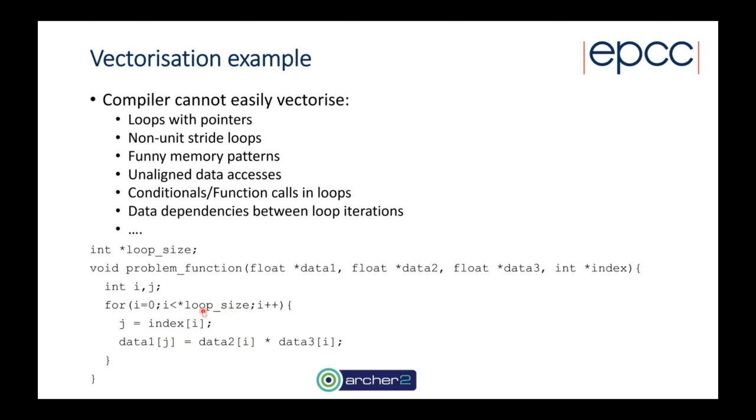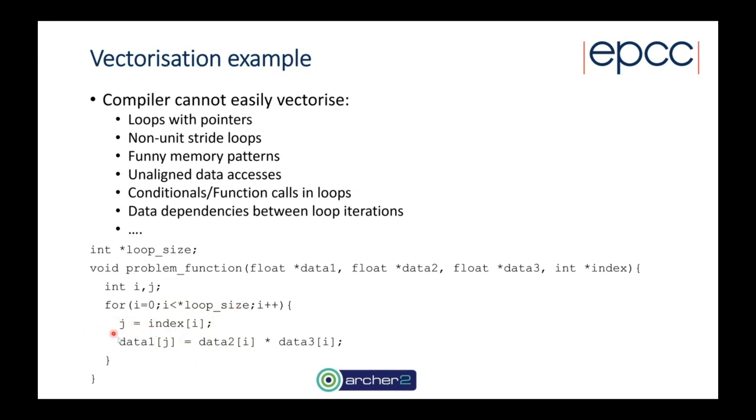Likewise with this loop bound here, the loop trip size, it doesn't know that this can't change because it's a pointer. It doesn't know that this can't change as the loop is executing, because index or data1 or data2 or data3 could all alias this one here and change it. Because of that, it can't expand this loop into a vector loop, because it doesn't know that on any given iteration, loop size may suddenly change, so I is no longer less than it, and the loop has to terminate, and it doesn't know how to do that.